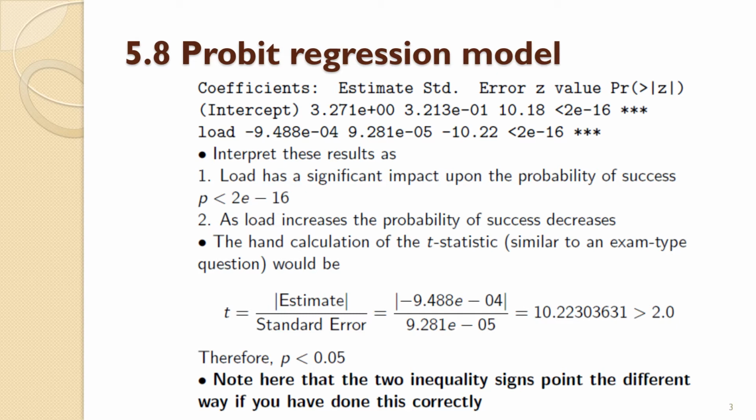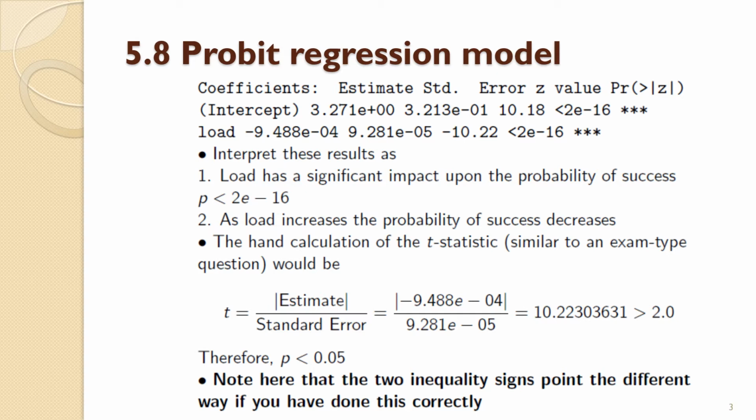Where the first point comes from, and then significant. So we look at the sign of the estimated coefficient, which is negative. So in this case, again, precisely because it's a probability regression model, you can state this: as load increases, the probability of success decreases.